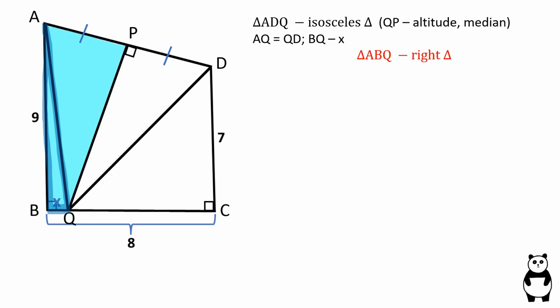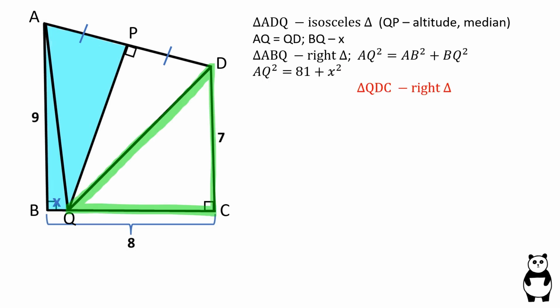Triangle ABQ is a right triangle. By the Pythagorean theorem, AQ squared is equal to AB squared plus BQ squared. Let's sub in the values. AQ squared is equal to 81 plus x squared.